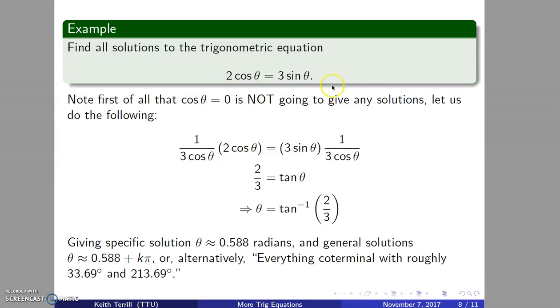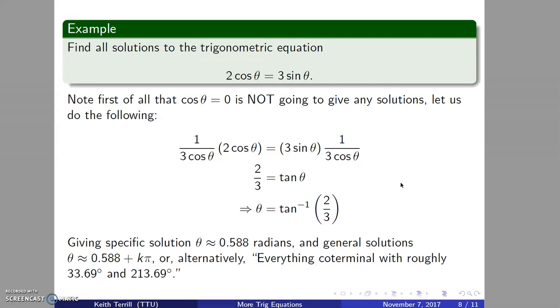We're going to divide both sides by cosine theta. And that's going to get me no cosine, no sines over here on the left-hand side, and just sine over cosine on the right. Well, sine over cosine is just tangent. So ultimately, I've got tangent of theta equals 2/3. That's something that makes sense. That's something we can solve for.